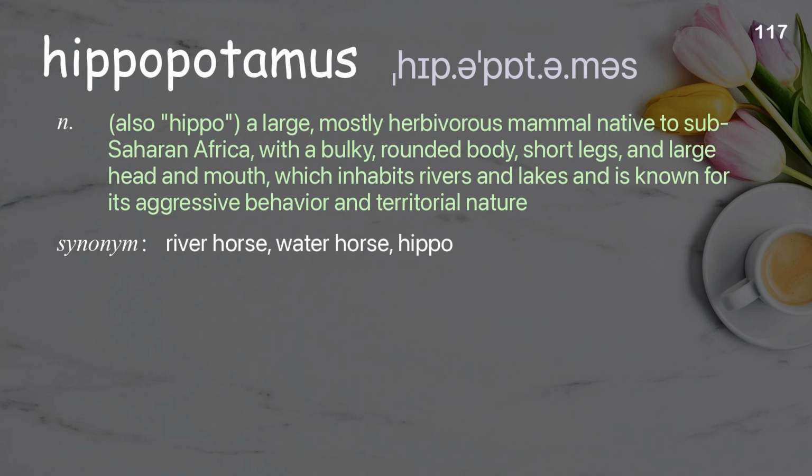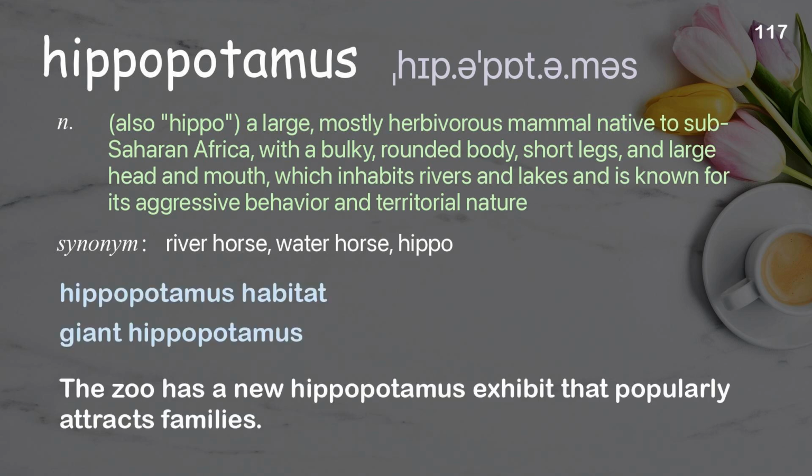Hippopotamus. Also hippo, a large, mostly herbivorous mammal native to sub-Saharan Africa, with a bulky, rounded body, short legs, and large head and mouth, which inhabits rivers and lakes and is known for its aggressive behavior and territorial nature. Examples: Hippopotamus habitat. Giant hippopotamus. The zoo has a new hippopotamus exhibit that popularly attracts families.